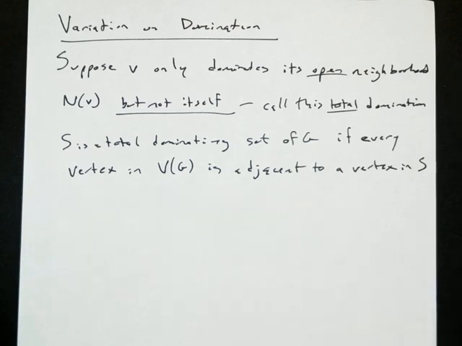Now you might be adjacent to more than one, but you need to be adjacent to at least one vertex in the set S. But that means a member of S isn't necessarily adjacent to another member. That was the difference. In a dominating set, the vertices were not adjacent to each other, were they? Not necessarily.